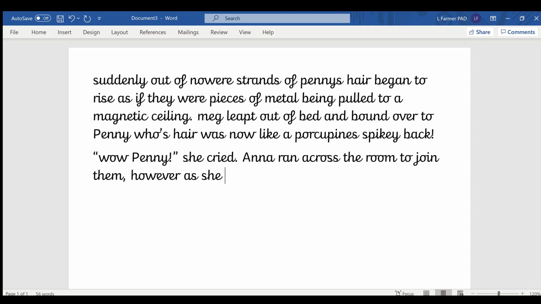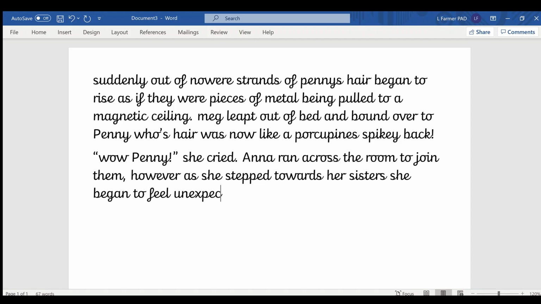However, as she stepped towards her sisters, she began to feel unexpectedly lightweight. Anna, you're floating. Meg squealed.